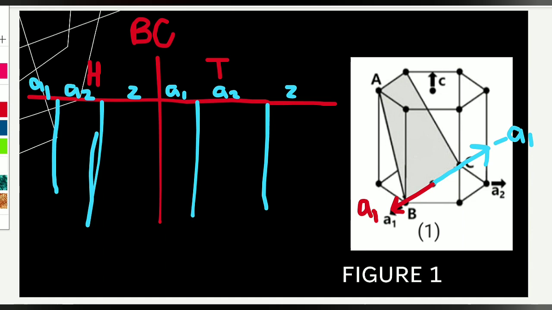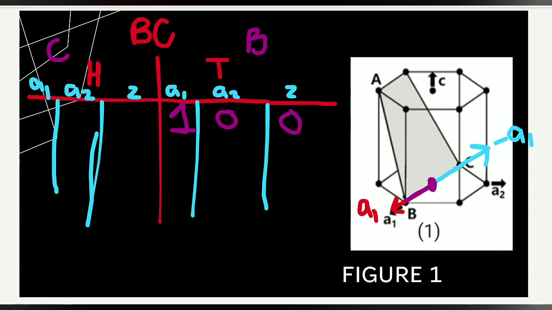Alright, now it's time to write the coordinates. For point B, which is the tail, point B is the tail and point C is the head. Writing the tail coordinates first, starting from the origin, you have to move only one unit along the A1 direction to the other corner of the unit cell to reach the point B. So A1 motion was 1 only, no motion along A2 and Z direction was needed. That is why I took 0, 0 as their coordinates, and it will be 1 for A1.